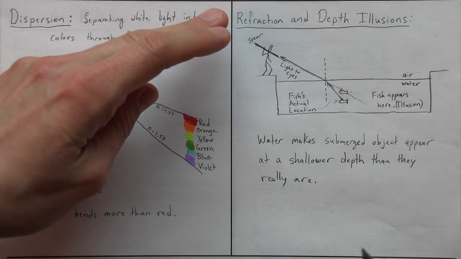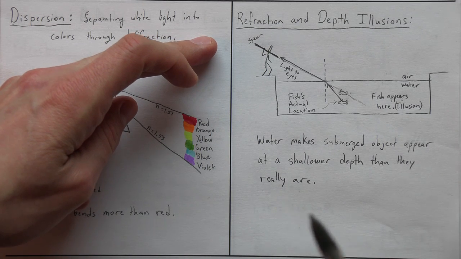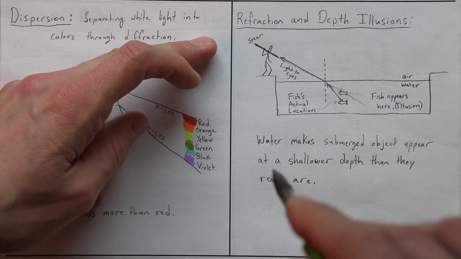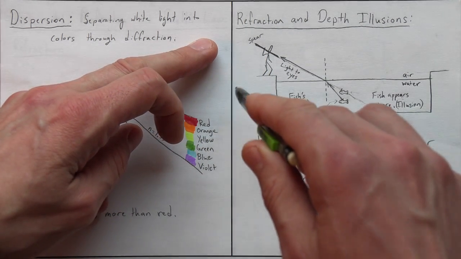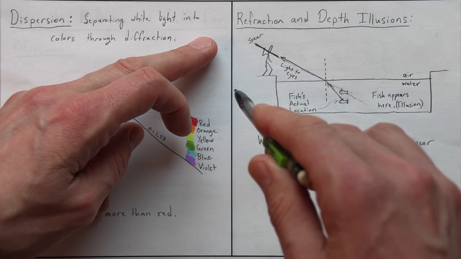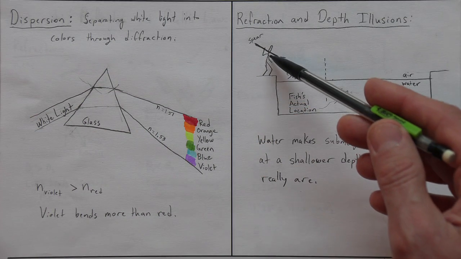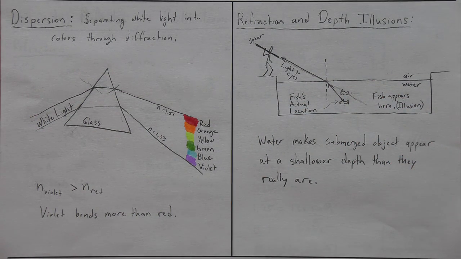So in other words, if the fish is here and you're looking down at water, you want to aim slightly lower like this so that it goes in and it looks like you're missing, right? But you're going to actually hit the fish. So you have to estimate that amount of refraction in order to get the fish. So water makes submerged objects appear at a shallower depth than they really are. Okay, so that's something that does actually show up on the Regents once in a while.